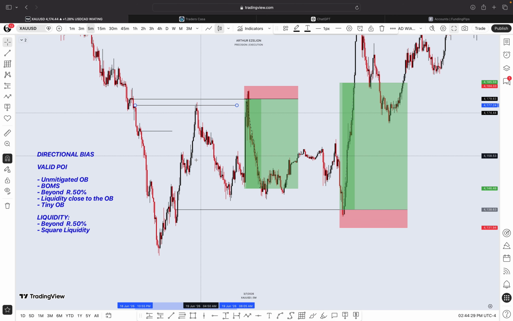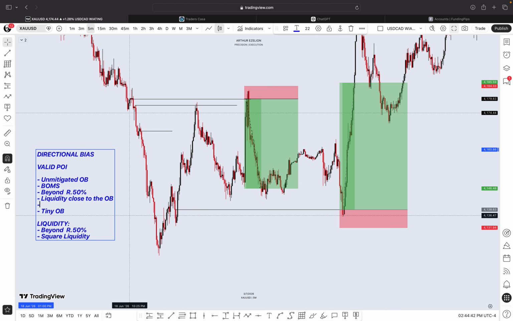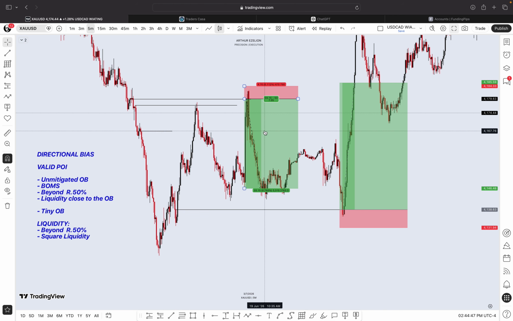You see, this is not just a single swing, right? This is a square liquidity, and you want to be sure that it's unmitigated. Why won't I add unmitigated? Yes, it's the first one, so it's unmitigated. So this is why I took the trade.